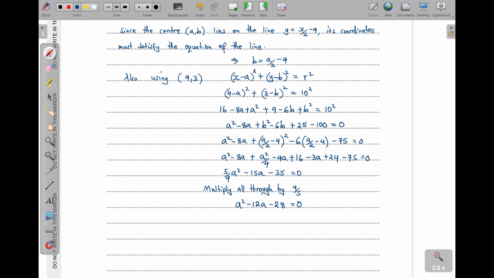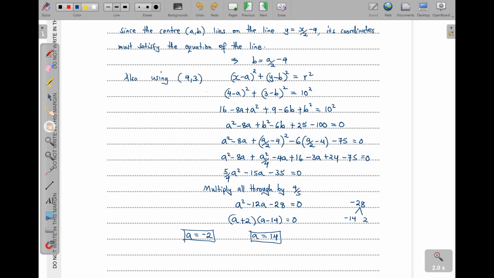So two numbers which, when I multiply them, give me negative 28, but when I add them, give me negative 12. That has to be 14 and 2. So 14 will be negative and the 2 positive, such that when I add them I get this. So I will have (a plus 2)(a minus 14) equal to 0. So a can be equal to negative 2, and the other a can be equal to 14 when you equate these factors to 0.